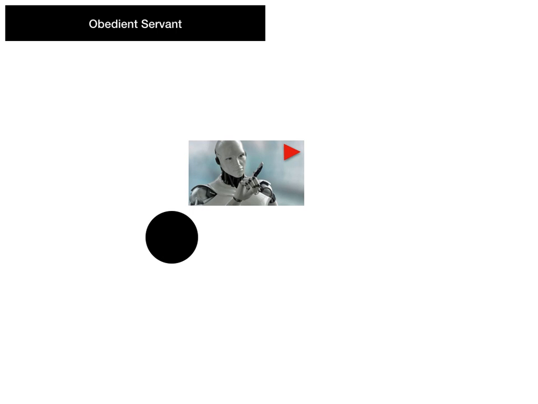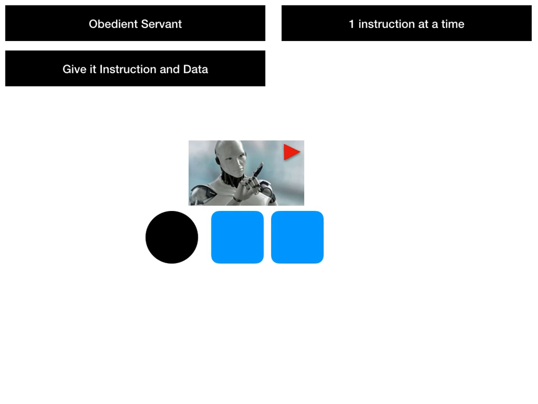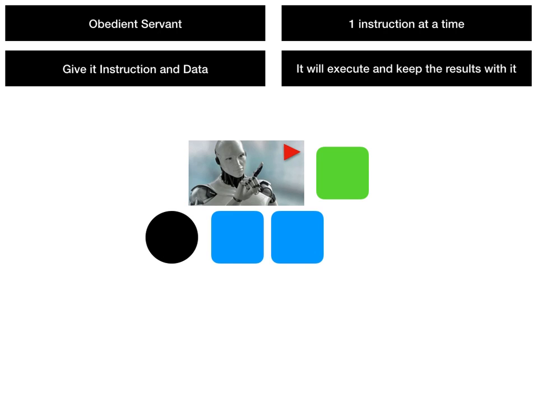All that it takes is an instruction, one instruction at a time, and the data that you need for that instruction. So give it an instruction and data and ask it to execute. The moment you ask it to execute, it executes and stores the results with it. We'll give an example of how it does this with an add example.